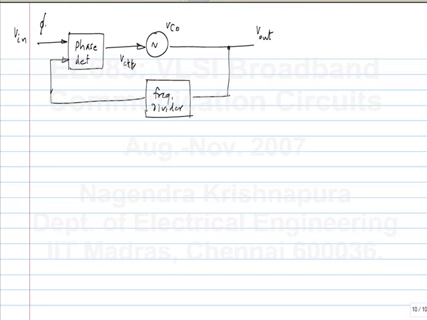And this has a certain phase phi in. If this has phi out, this will have a phase phi out by n. That again is easy to see.